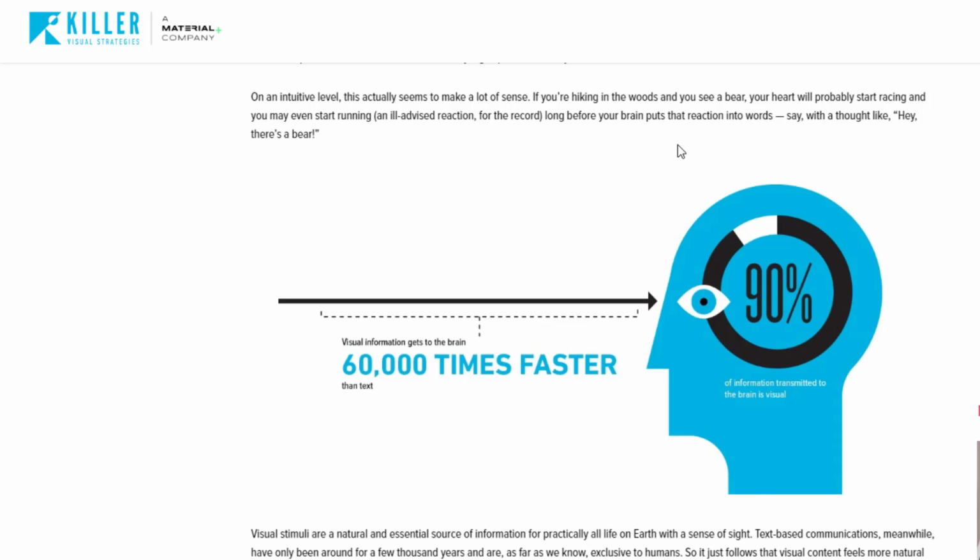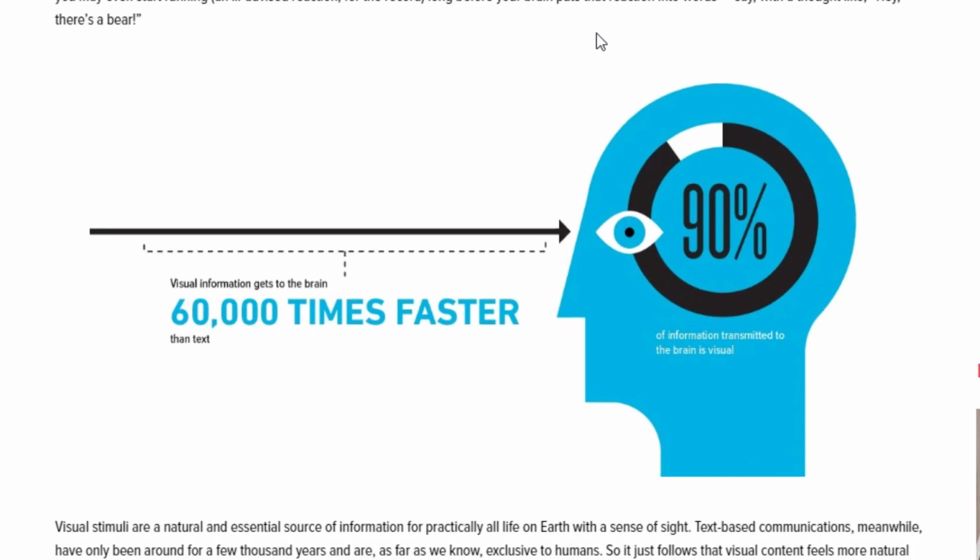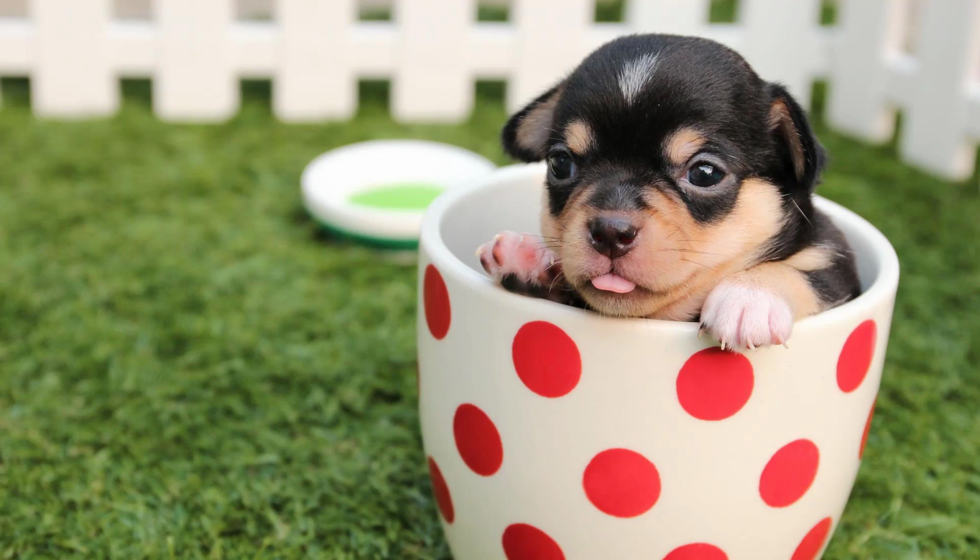90% of the information transmitted to our brain is visual and processed 60,000 times faster than text. That's why images are an essential piece of content to add to any given page. Images highlight important information and trigger emotional reactions. How does this one work for you? And they also help convince your visitors they should choose your business instead of your competitors.